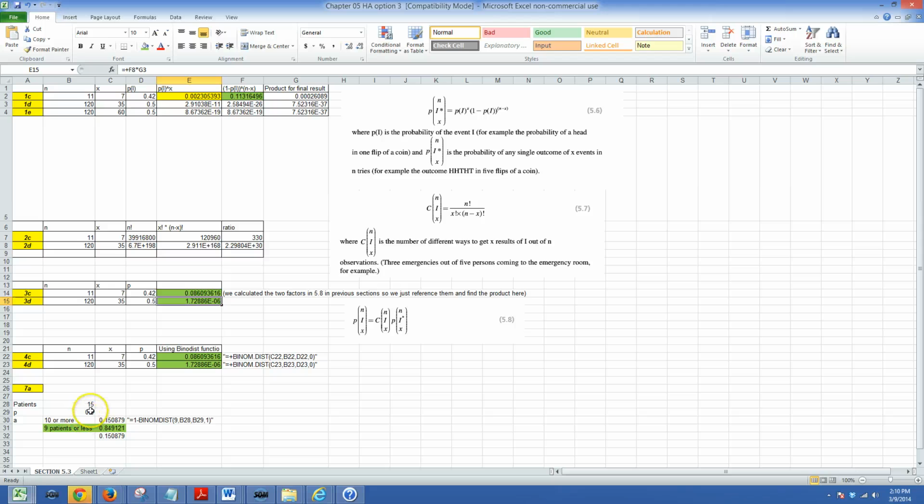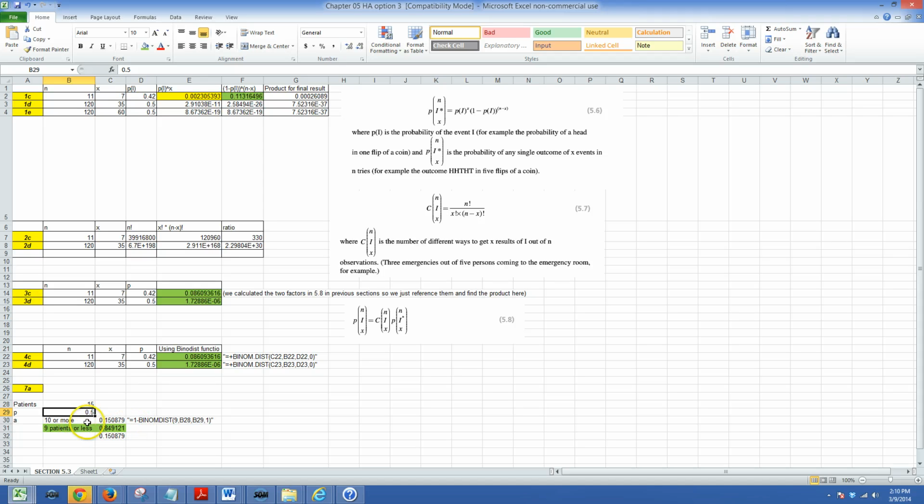We have a dentist with 15 patients. Probability of seeing a patient that needs filling is 0.5. We want to calculate the probability that in this 15, 10 or more will need filling.